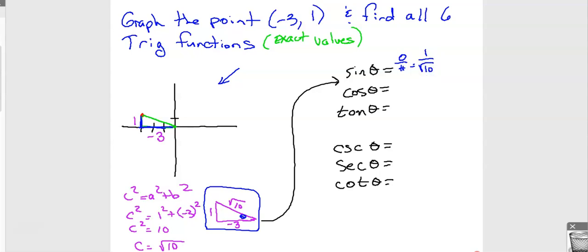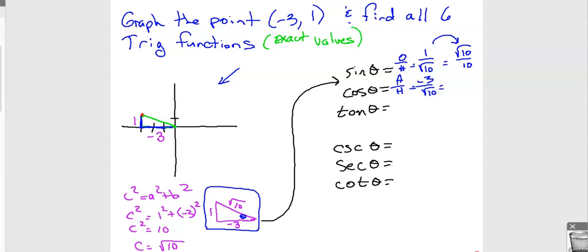which, by the way, you can't leave square roots on the bottom, so this is going to be square root of 10 over 10. Again, if you need help knowing how to simplify that, pause and ask, or look it up, but that's how you simplify it, because you can't have square roots on the bottom. So cosine is adjacent over hypotenuse. So adjacent to theta would be -3 over square root of 10.